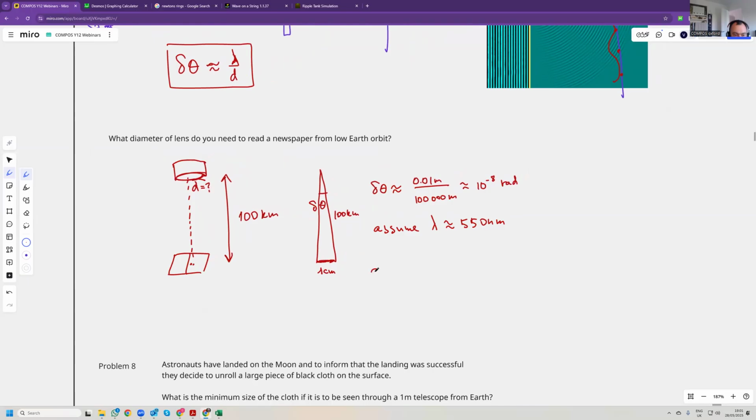So the diameter of the telescope is lambda divided by delta theta, which is 550 times 10 to the minus 9 divided by 10 to the minus 8. And this should be approximately what? 55 meters.